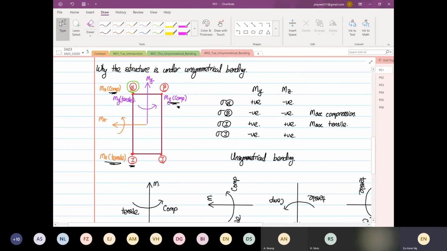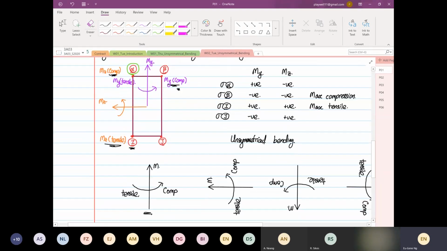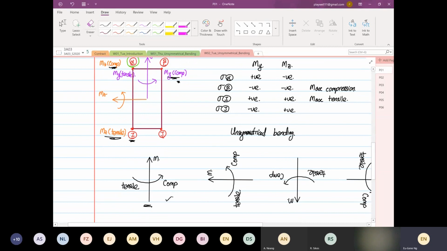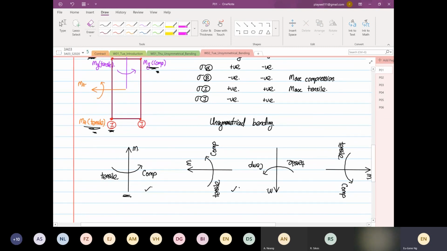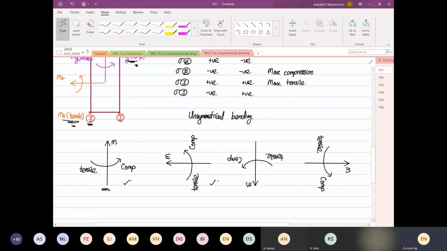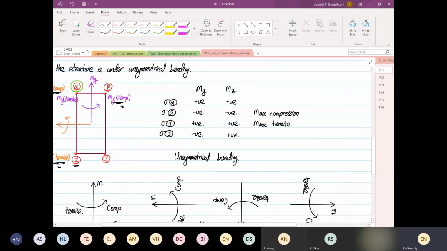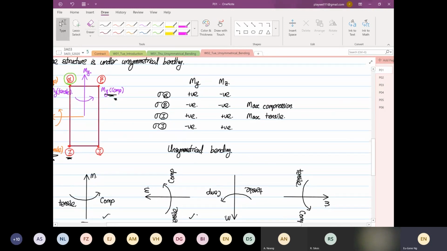Okay, let's check moment about y. You have compression on the right hand side, tension on the left hand side. So this is moment about y. This is valid. Then you have moment about z. So bottom is tensile, and on top is what? Compression. So it's valid. It's the same as this. So this is to help you visualize which one is tension and which one is compression.